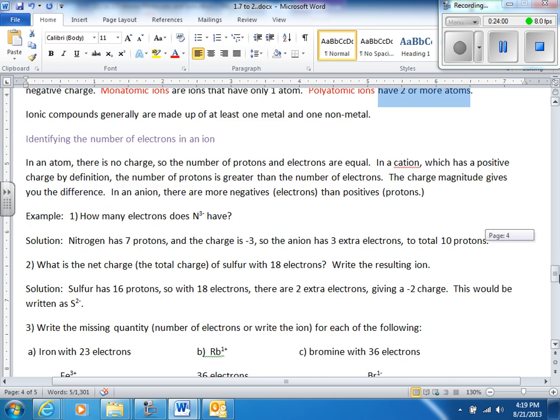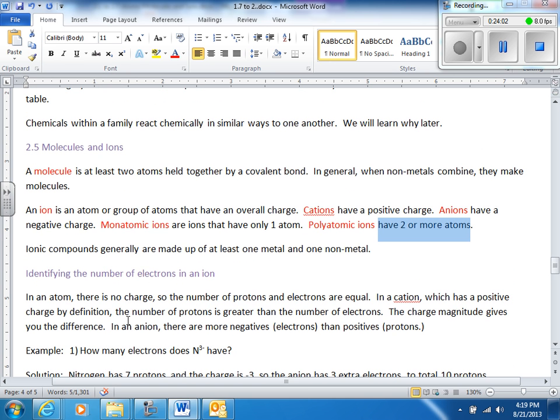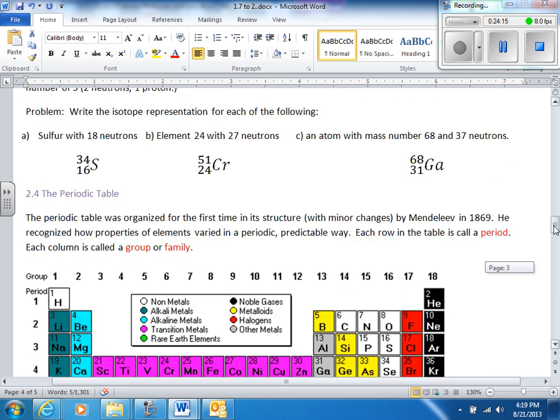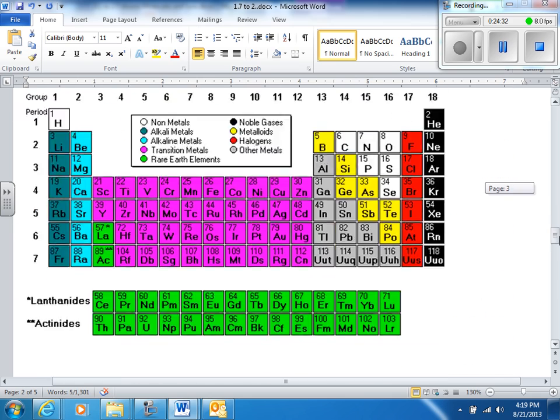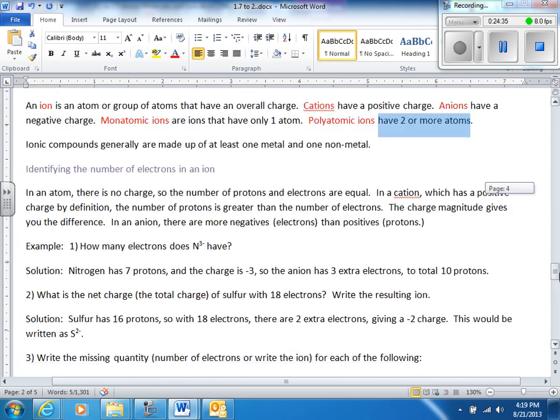Okay, electrons, identifying electrons. So, in an atom, all atoms are neutral, no charge. So protons and electrons would have to be equal. Cation, positive charge. So must have more positives. Which were the positives? The protons were positive. So if an ion is positive, it has more protons than electrons. If an ion is an anion, or negative, you'd have more electrons. And the charge tells you how many more protons or electrons you have.